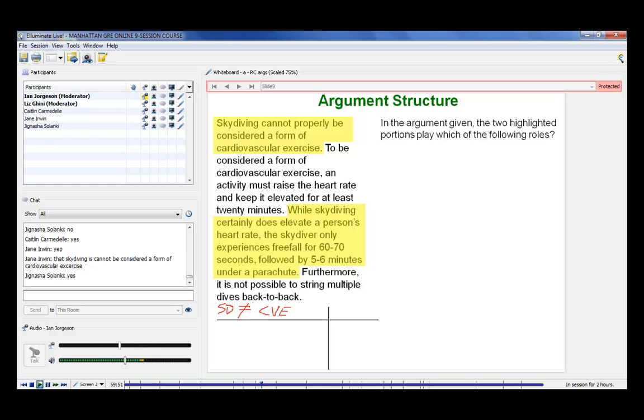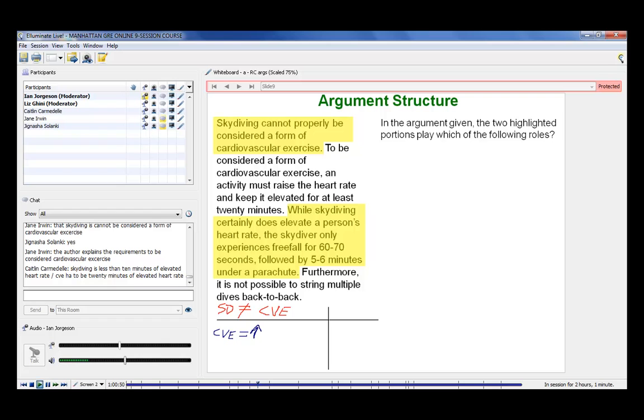So let's list out the evidence for that. And I think that we want to list out the evidence in order. Not necessarily the order it appears in the argument, but the logical order. How do we get from skydiving and what it is all the way to skydiving is not cardiovascular exercise? You guys tell me. Summarize it. List it out step by step.